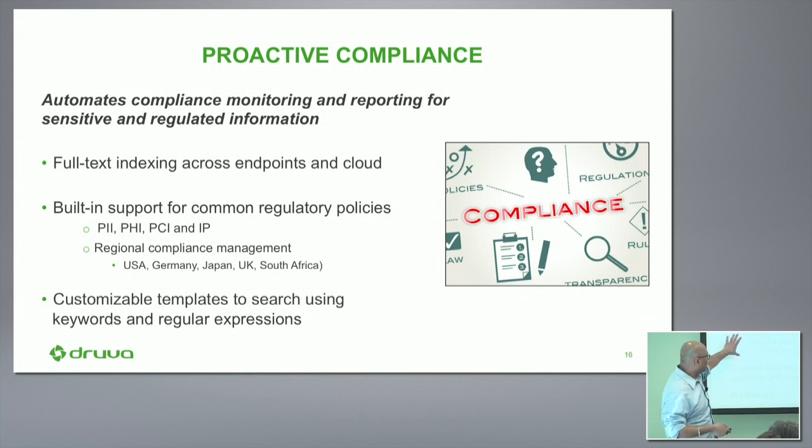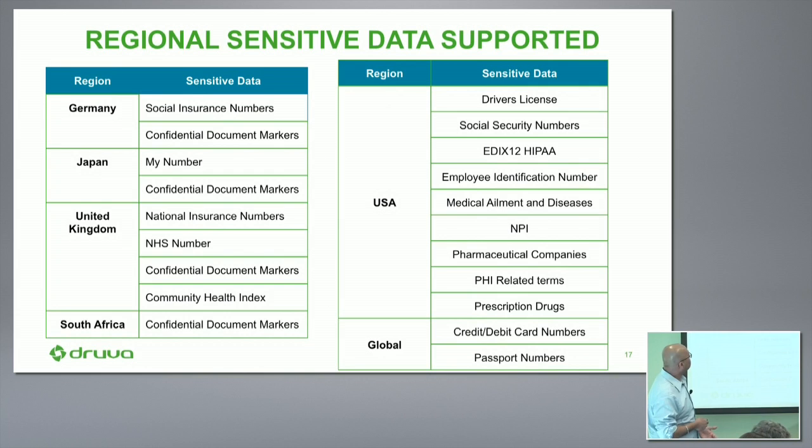But there are keyword search capabilities built into the program. PII, PHI, IP, PCI, that's all available that the IT administrator can select from. And then we also have compliance management from a regional perspective as well. So it is shown over here. Good. I thought I'd kill this slide.